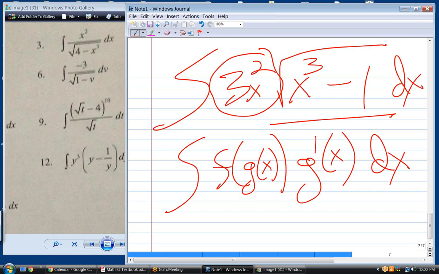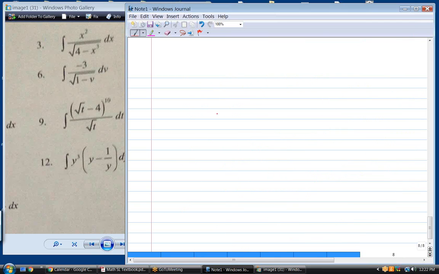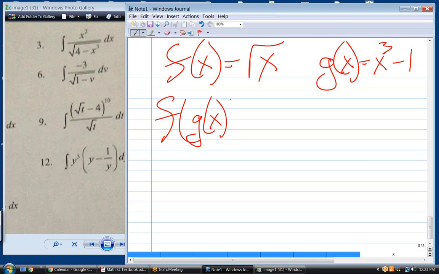Now, you know what I mean by a composite function? Not really. If I have f of x equals square root of x, and I have g of x equals x cubed minus 1, and I put the two of them together in a composite function. This is stuff you learned in precalc, so it was like last year. Mm-hmm. Okay, well, that's what?